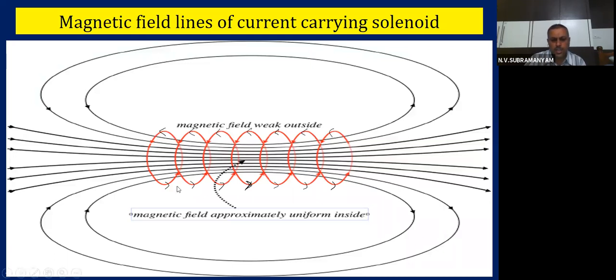Now, if you see carefully the field lines, I want to tell one more important point. You see here we have written something: the magnetic field is approximately uniform inside. It is approximately uniform inside. So this is one important application of a solenoid. If you want a uniform magnetic field, you can use a solenoid.